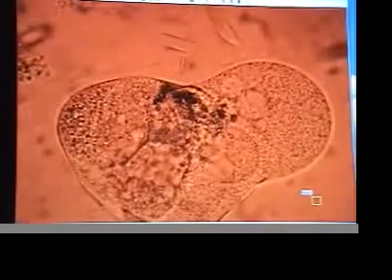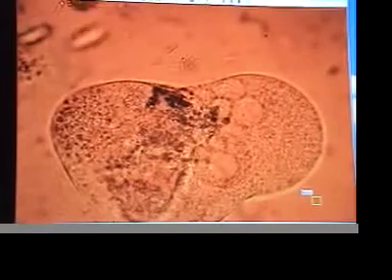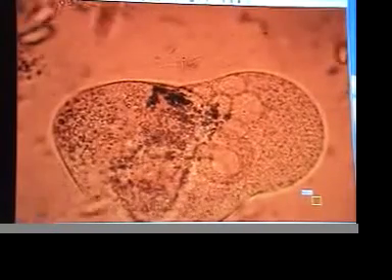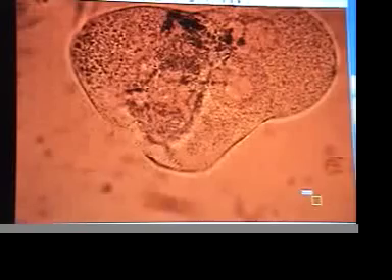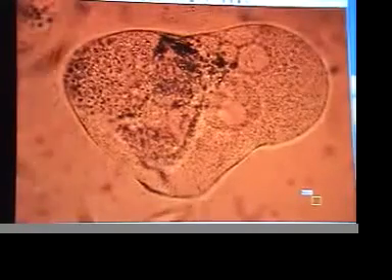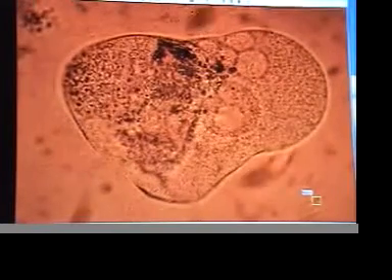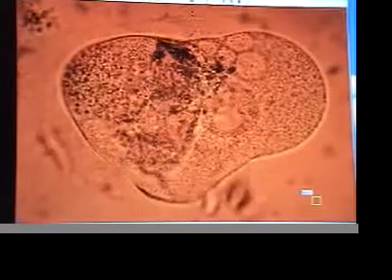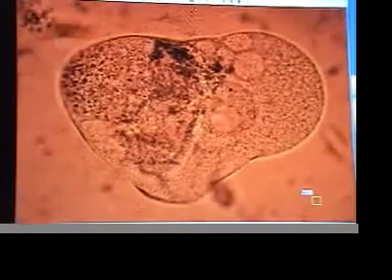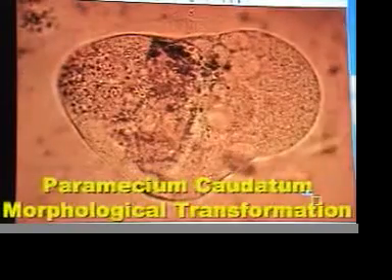40x objective. Oh, we're seeing a major change in the organism. So continuing. Now this is interesting because it didn't just separate, it quasi-separated and then came back. This is really interesting. I think we're going to stick with this for a minute.